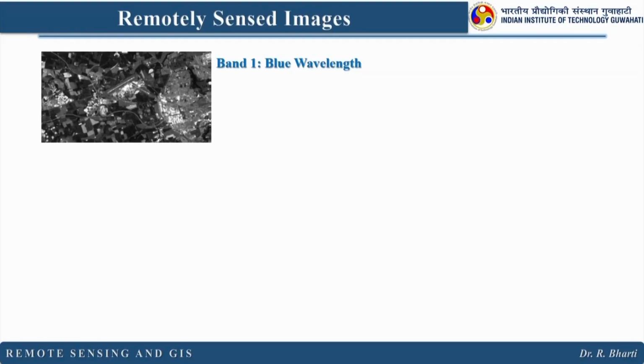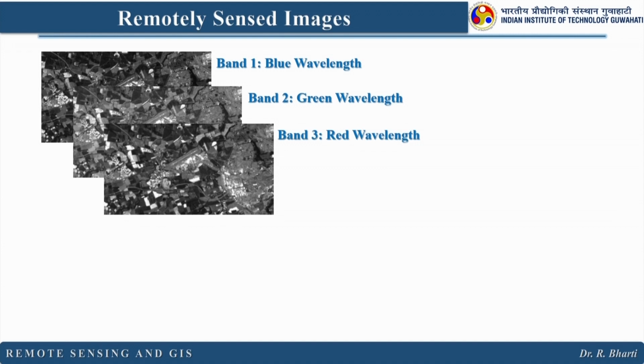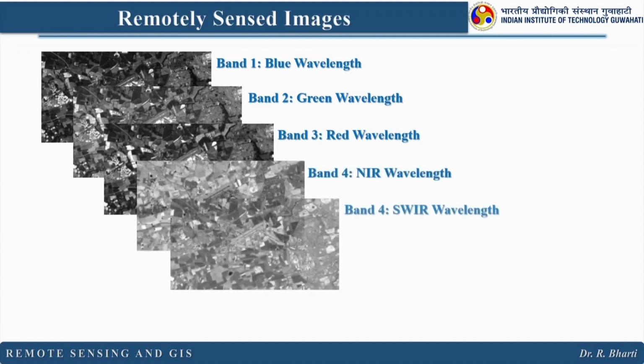The first band acquired by a sensor which is sensitive in the blue wavelength, that means 0.4 to 0.5 micrometer, and this image has been generated. For the same area from the same sensor, the green wavelength has been used to generate the next image, and so on. Then red, then NIR, then SWIR. You can see the information in the blue wavelength is different from the green wavelength, different from red, different from NIR, different from SWIR.